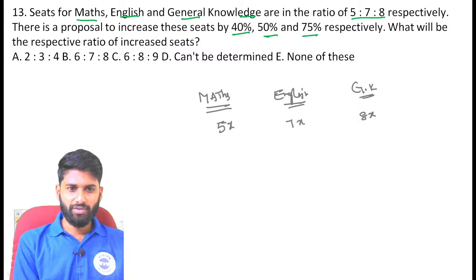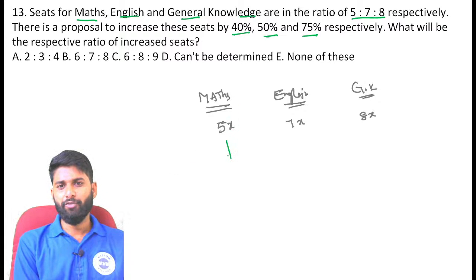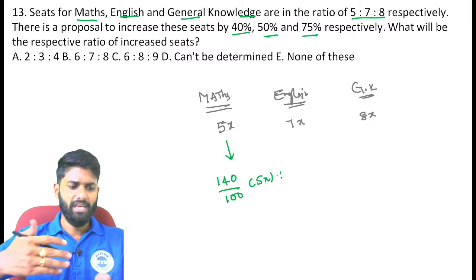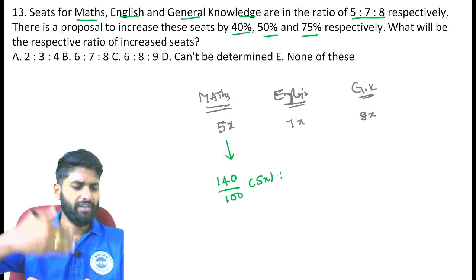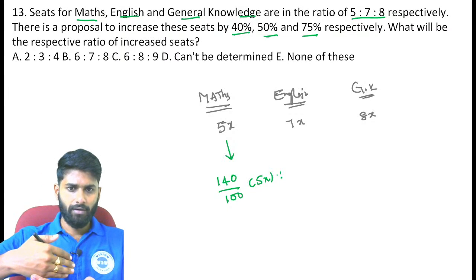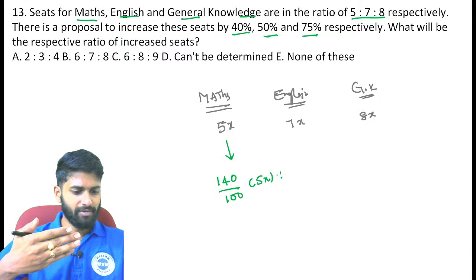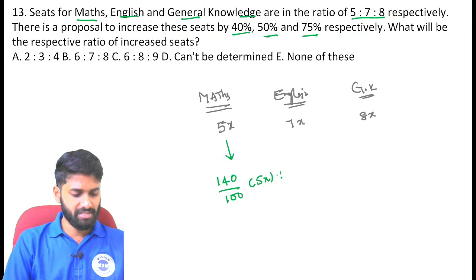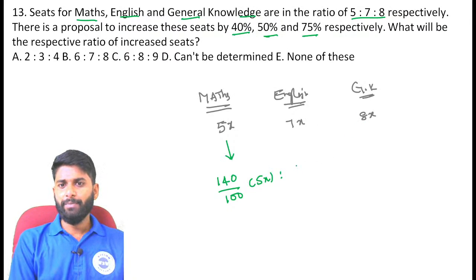See, there is a proposal. What is the proposal? See, guys. There is a proposal to increase by 40%. Increase by 40% means here the value becomes 140% of 5x. See, 40% increase. If you assume previous is 100%, now it increases by 40. Previous is equal to 100%. Now it increases by 40% means the value becomes 140%. Now see, 50% means 150 by 100.